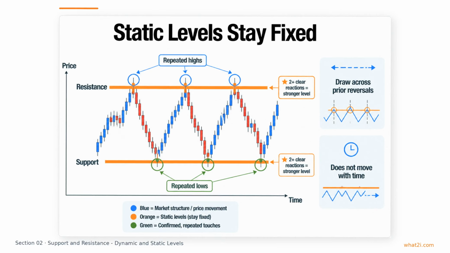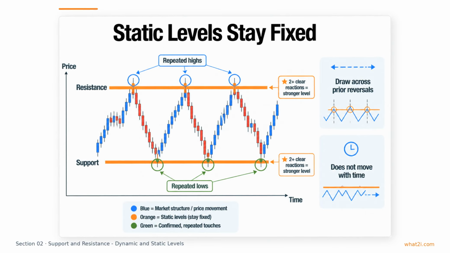You usually draw them horizontally across prior swing highs and swing lows where price has clearly reacted more than once. Repeated lows can define support because they show buyers repeatedly defending the same area. Repeated highs can define resistance because they show sellers repeatedly pushing back from the same zone. The more clean reactions you see at a level, the more meaningful it may become.